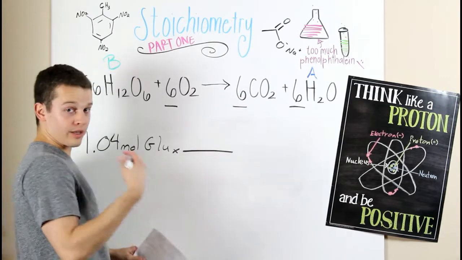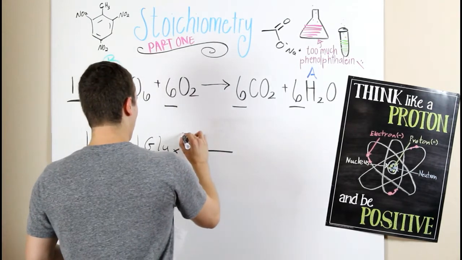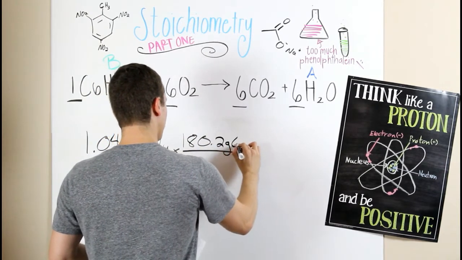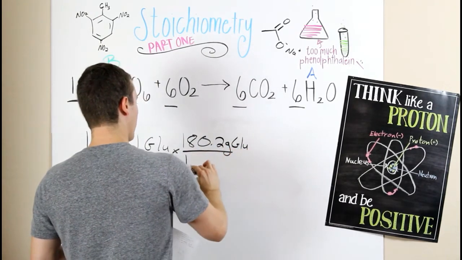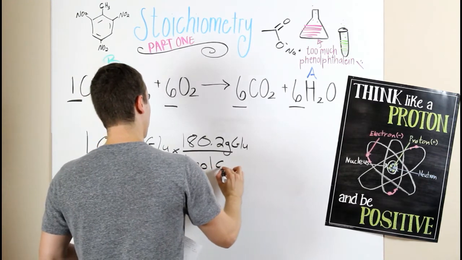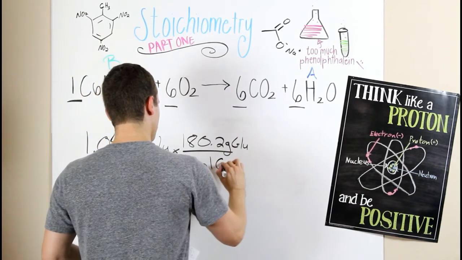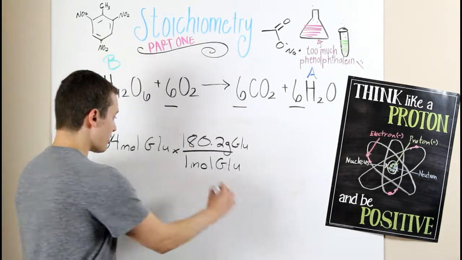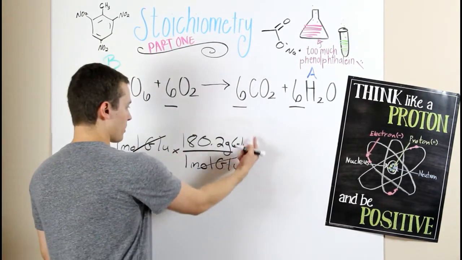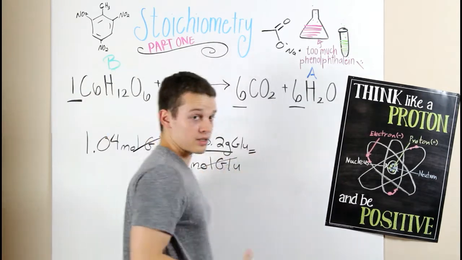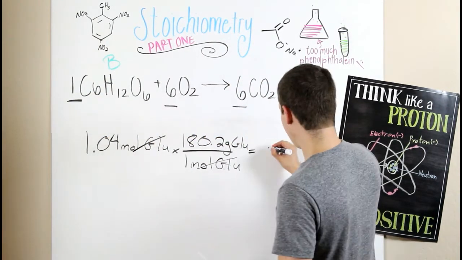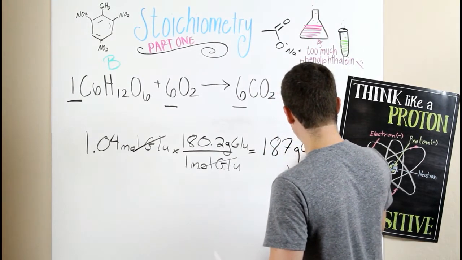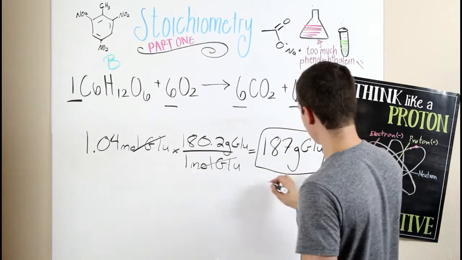So let's actually visualize this. We have 180.2 grams of glucose for every 1 mole of glucose. Now, we know we're going to end up with grams of glucose because the moles on bottom cancel out, and we're left with grams on top. Plug this into your calculator, and you get 187 grams of glucose as your final answer.